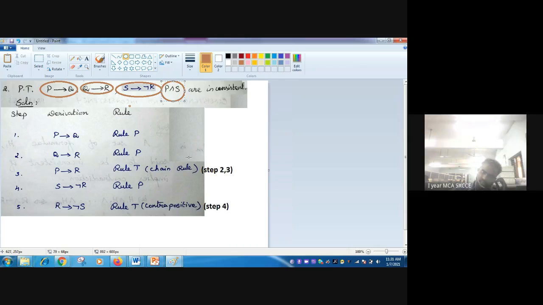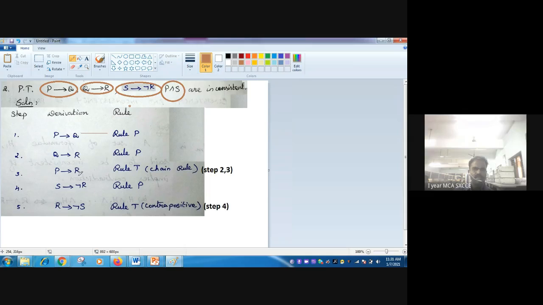So for that, what we can do, we have to apply the rules, and finally, if we are able to get false, then we can say that the given premises are inconsistent. So let us start the problem. As usual, put the tabular column consisting of the 3 columns. The first one is P goes to Q, that is rule P.